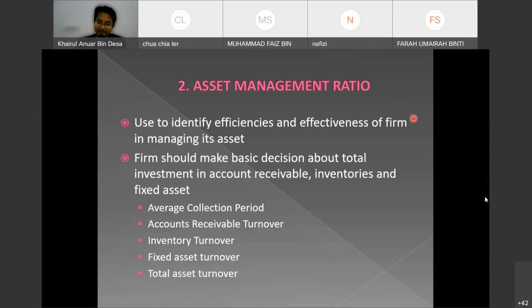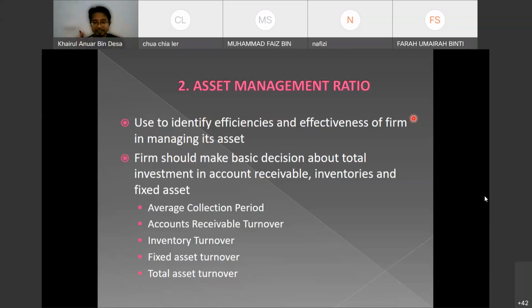Fixed asset, current asset, and other asset. Okay, that is the 3 categories of the asset. Kita ada current asset, aset jangka pendek, fixed asset, aset jangka panjang, and other asset, aset yang kita tak boleh nak kategorikan jangka pendek atau jangka panjang. Okay, dapat itu? Itulah tujuan kita untuk mengukur aset.